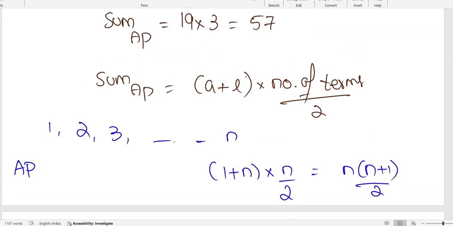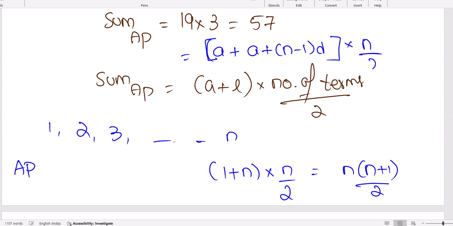In AP, first term is called A. Last term is A plus n minus 1 into D. Last term means nth term, right? In arithmetic progression, nth term is the last one. First term is A, second term is A plus D, third term A plus 2D, fourth term A plus 3D, fifth term is A plus 4D. Like that, nth term is A plus n minus 1 into D.